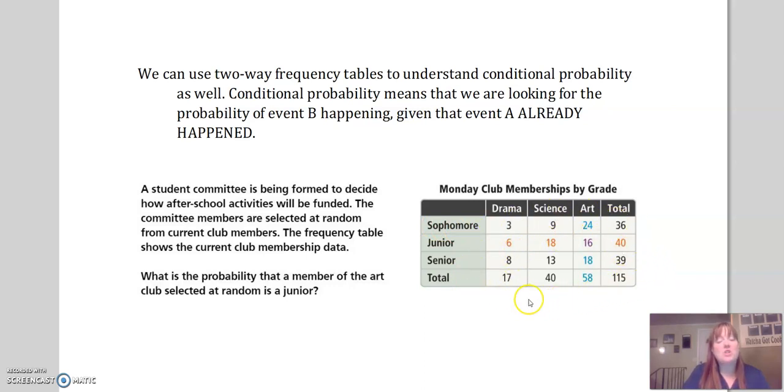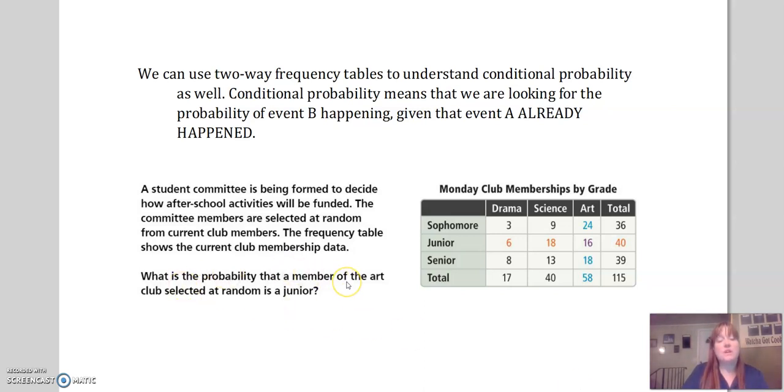So my total sample space now goes from everybody, all 115 students, down to just the 36 sophomores, because I'm saying, given that I already picked a sophomore, I know I only have 36 total outcomes now because I only have 36 sophomores in my group. What's the probability that I pick one that went to drama club? That's the difference between conditional probability and the intersection, or the "and" in probability, that we talked about before.